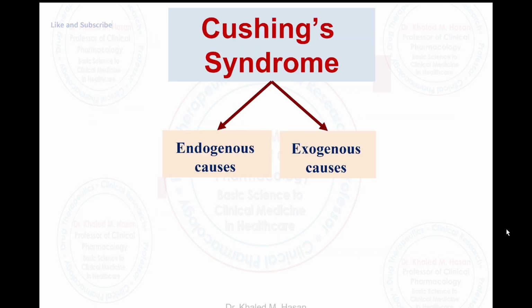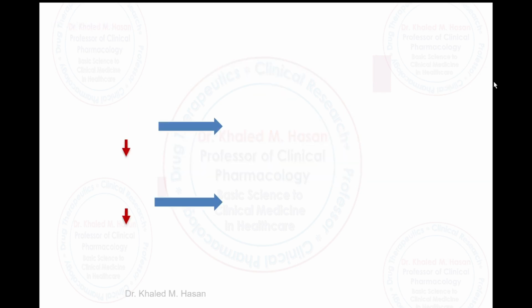Let us cover Cushing syndrome here, because it's closely related to pharmacology and we need to understand what happens there. Cushing syndrome can arise from endogenous causes or exogenous causes. In some research, exogenous causes are considered Cushing disease or Cushing syndrome, depending on the situation. So we can follow the steps here. In this slide, we are talking about the endogenous causes.